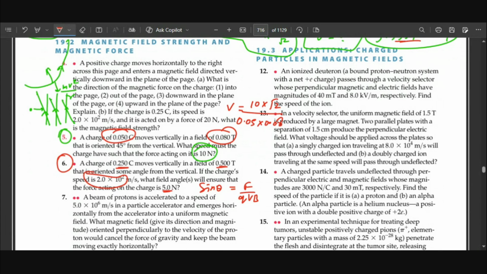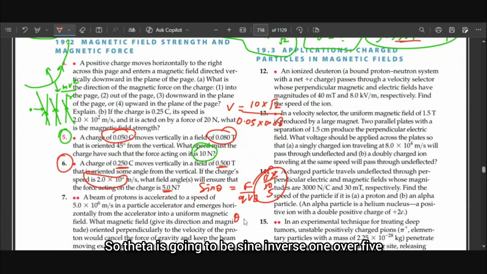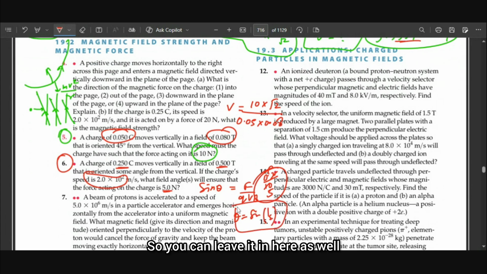Divide it by 2 into the power 0.2, we are getting 1 by 5. So theta is going to be sine inverse 1 over 5. So you can leave it till here as well. It is not mandatory to find it in decimals or in any other terms. So I would suggest you to solve at least 10 to 15 problems on this particular topic. Chapter is completely done.